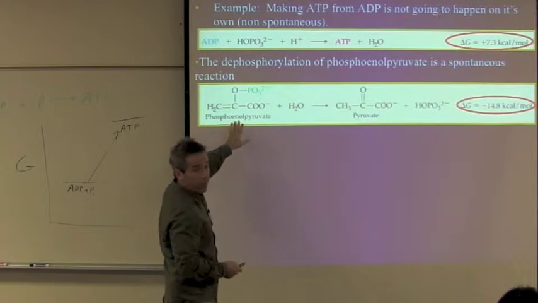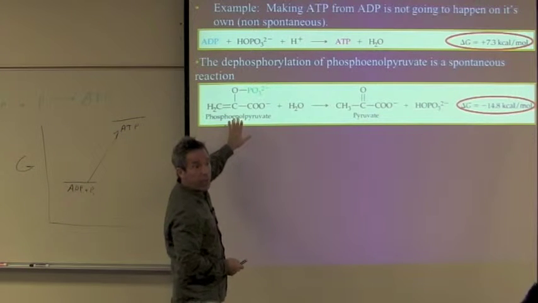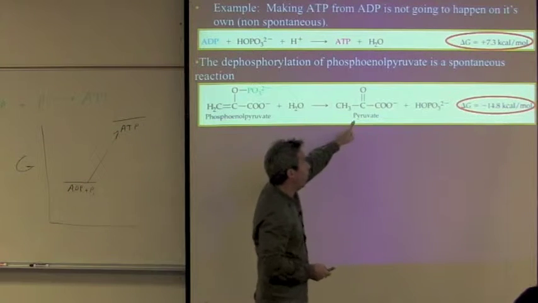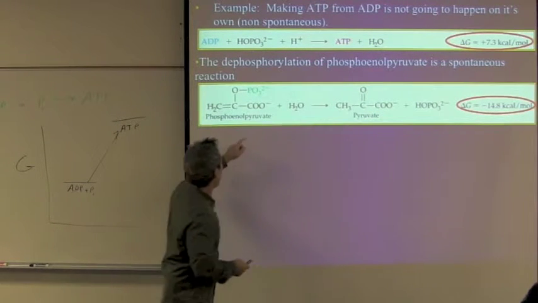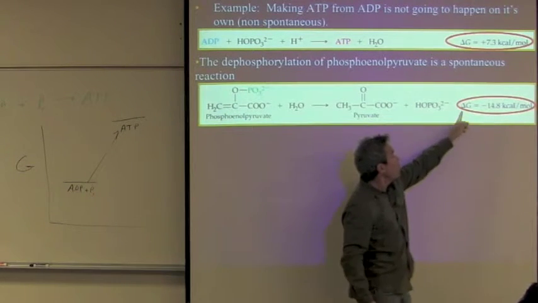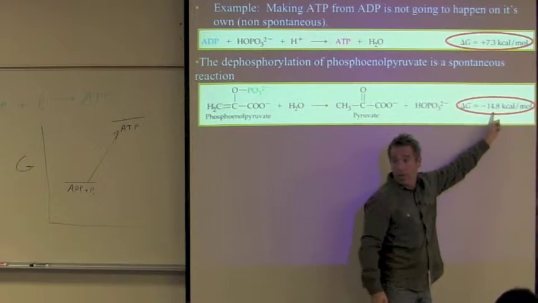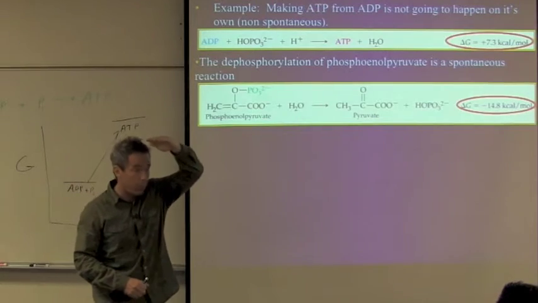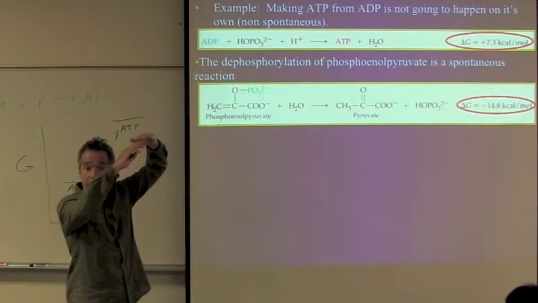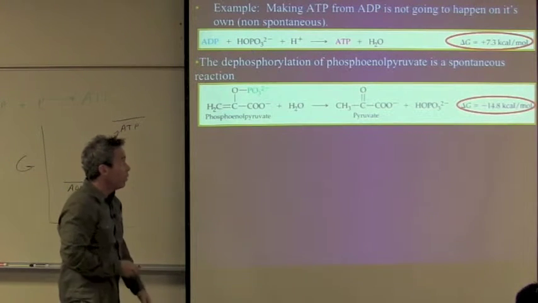Here's a reaction that occurs in glycolysis. This is the last reaction in glycolysis, phosphoenolpyruvate going to pyruvate. Notice in this reaction, you break a phosphate bond. This reaction is spontaneous. Look, the change in energy is negative. The reactants are higher energy than the products. It's spontaneous to go from high energy reactants to low energy products.